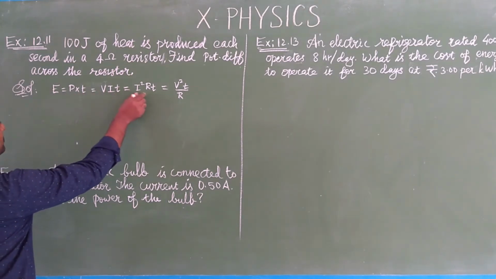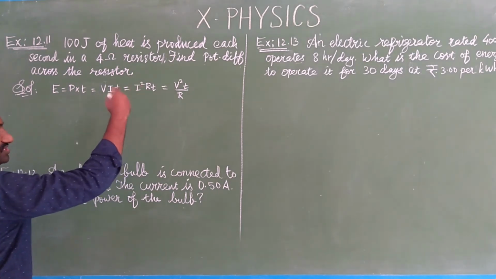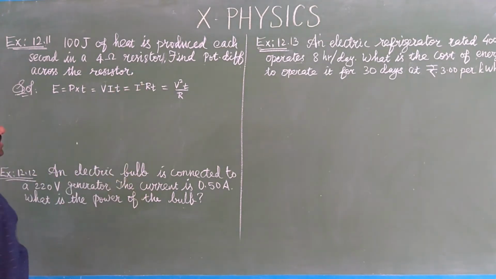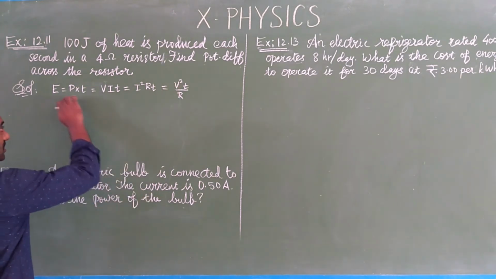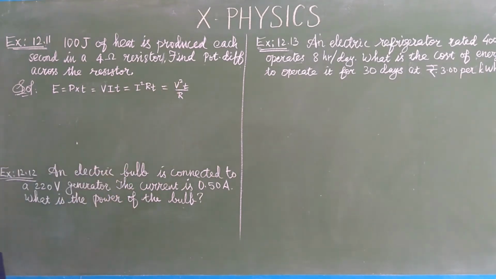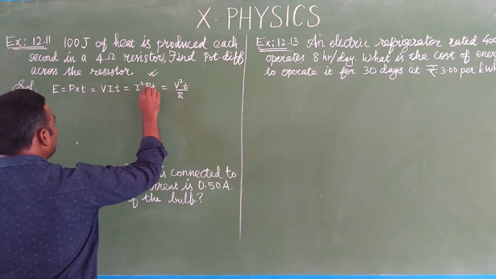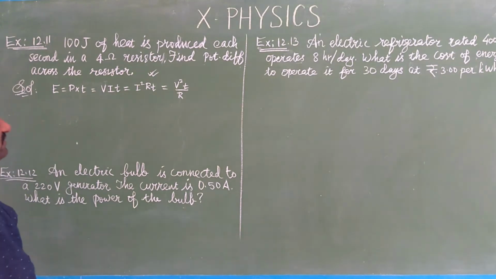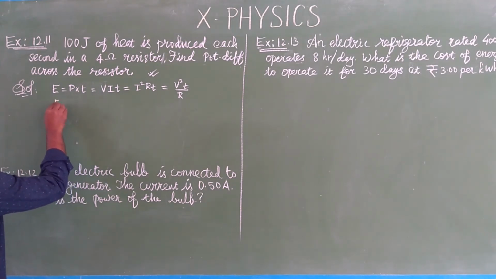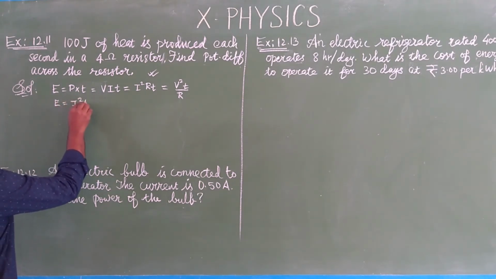And from Joule's law of heat, the energy liberated is nothing but I square RT. And using Ohm's law also we can write V square T by R. So among these, we are going to pick this formula alone. Using this formula, first we will find the current. After finding the current only, we can determine the potential difference across the resistor. Then therefore energy is equal to I square RT.